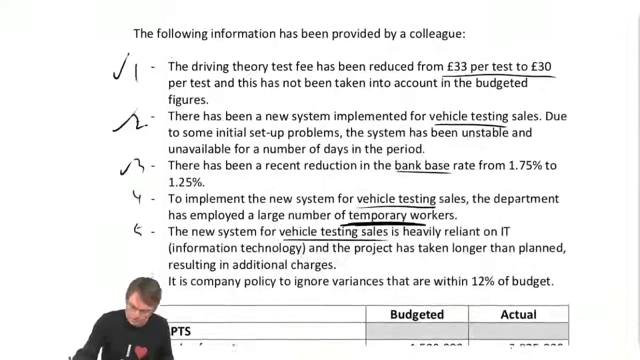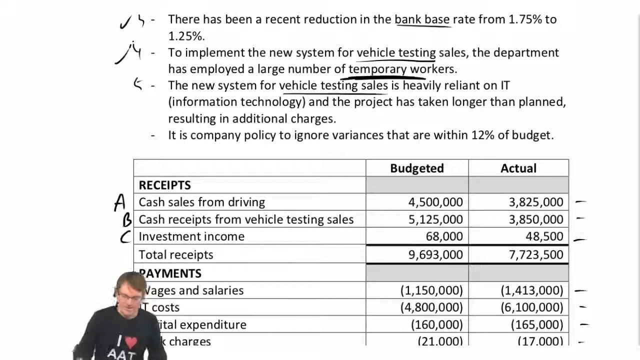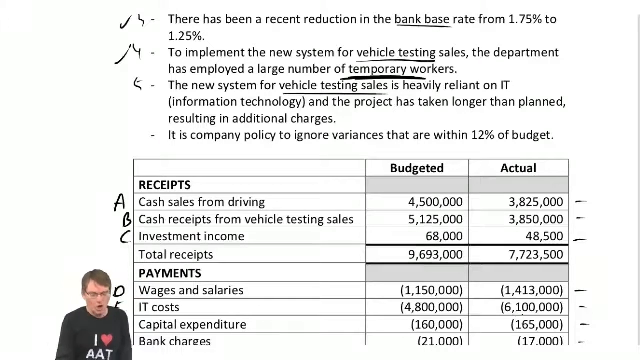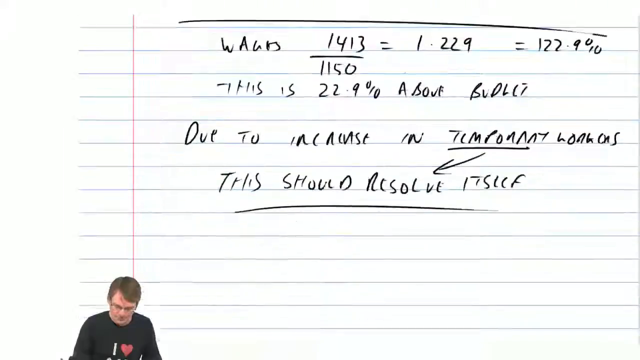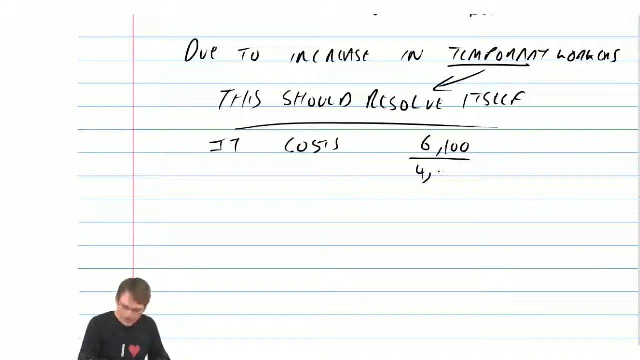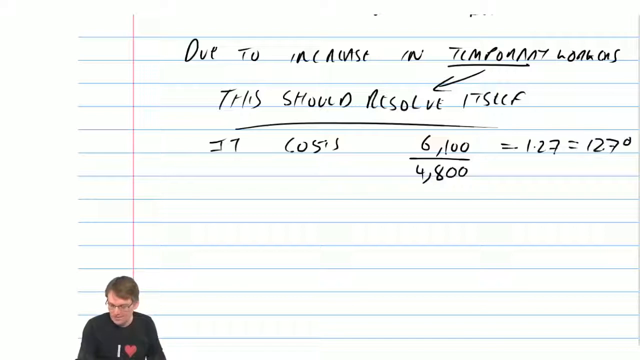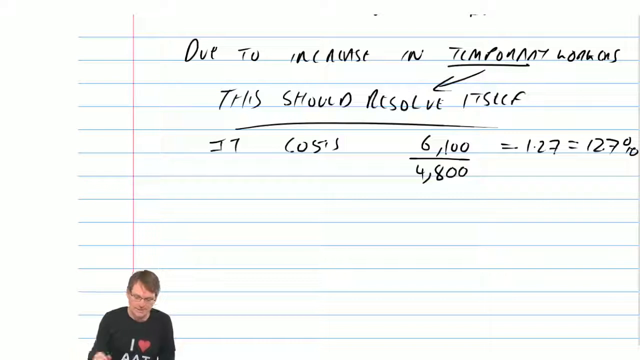IT costs. So we've done that one. So we've had a look at number 4. IT costs again are quite substantially above budget. So IT costs: we have got 6,100,000. Again, I'm not doing the thousands. The budget was 4,800,000. That is 1.27. That's 127%. It's above 100, so therefore the cost is higher than expected, 27% higher.